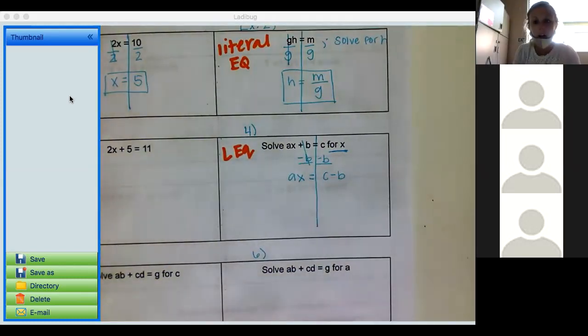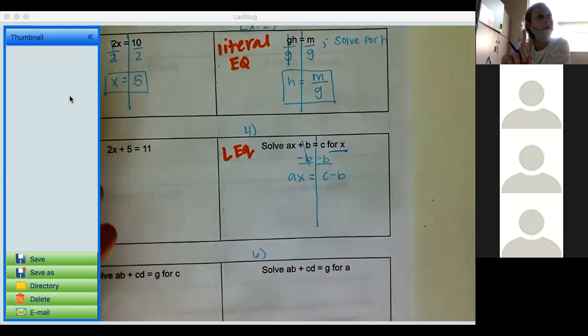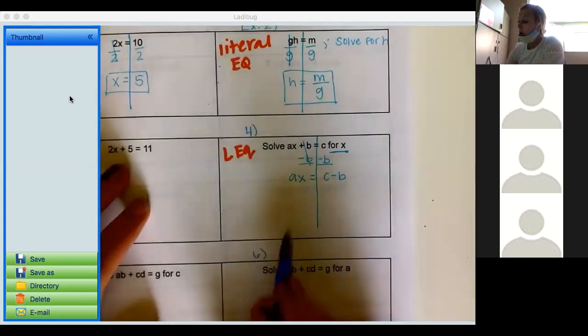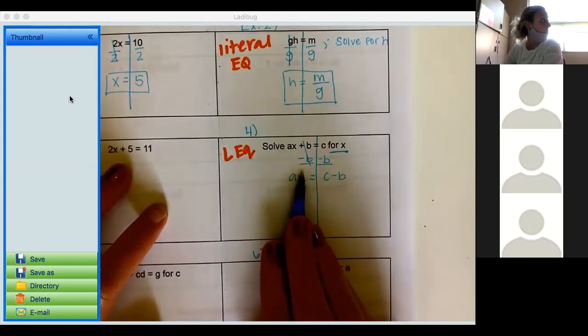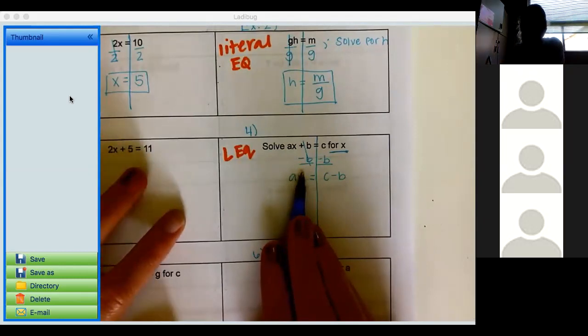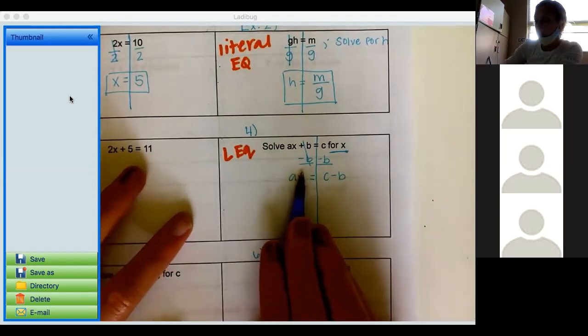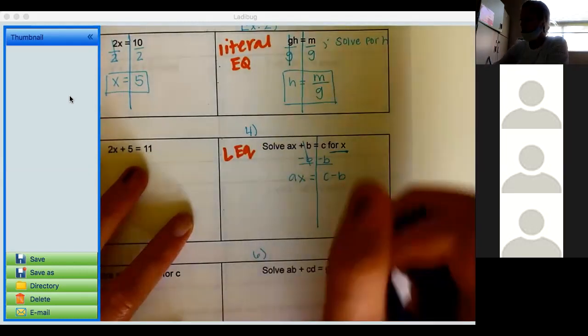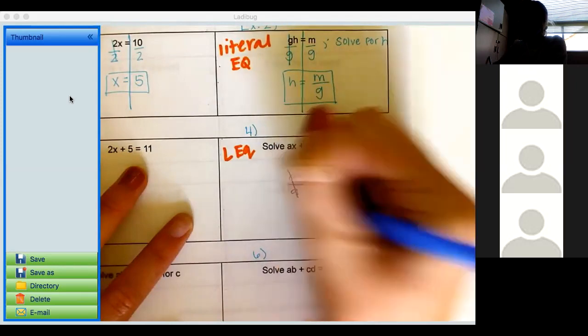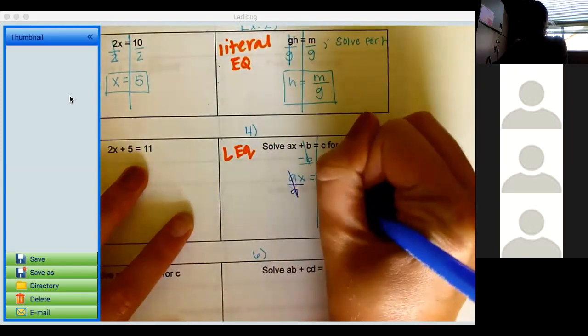All right, so from here, remind me one more time, what are we solving for? X, cover your X. What do I need to move? The A, it's touching, which means they are multiplying. So the opposite of multiplying by A is to divide. And then you're going to divide the whole other side by A.